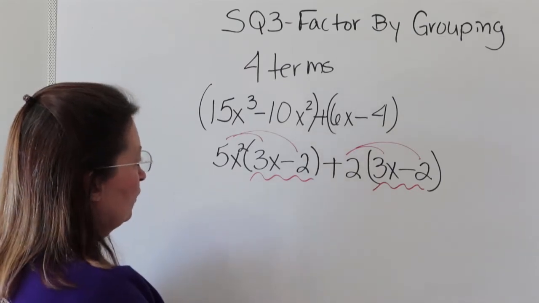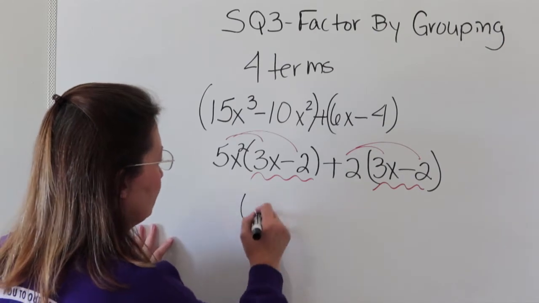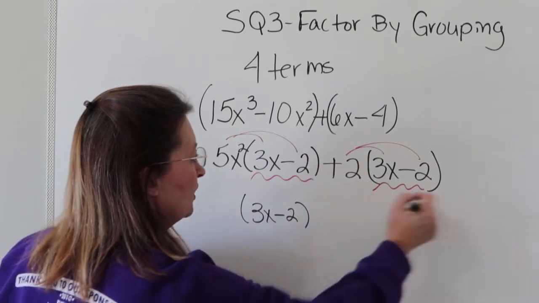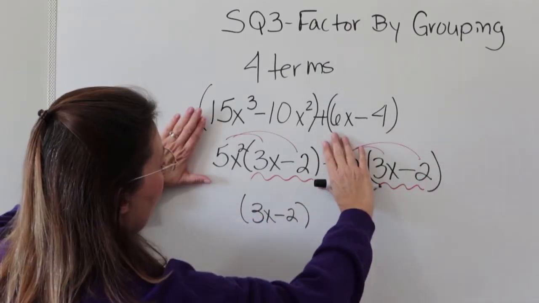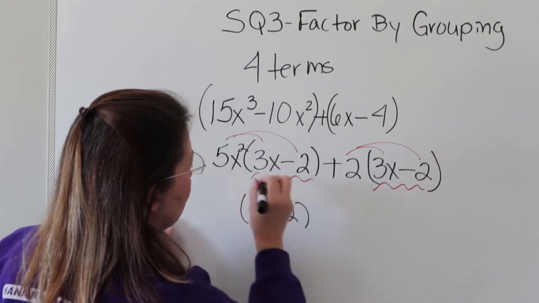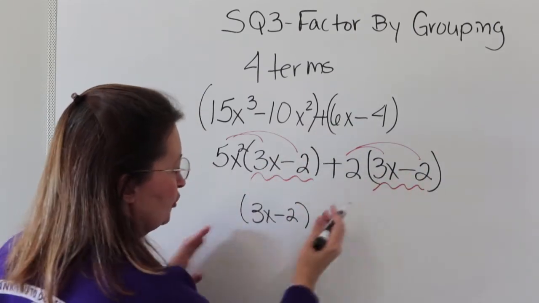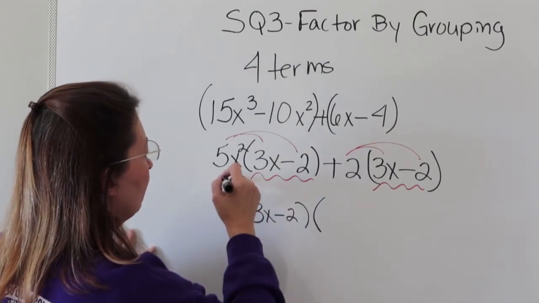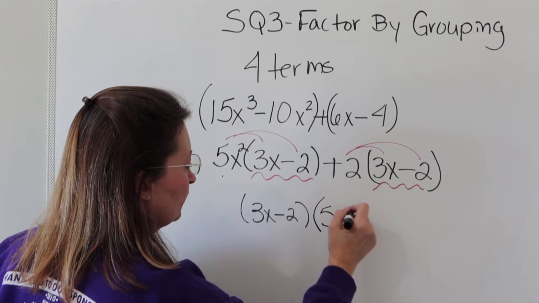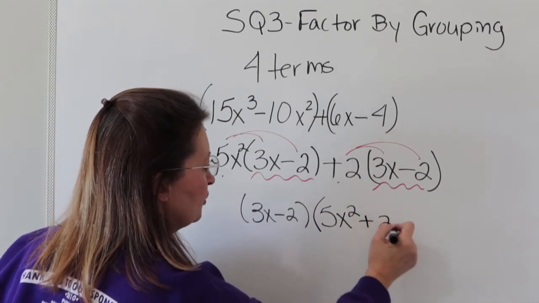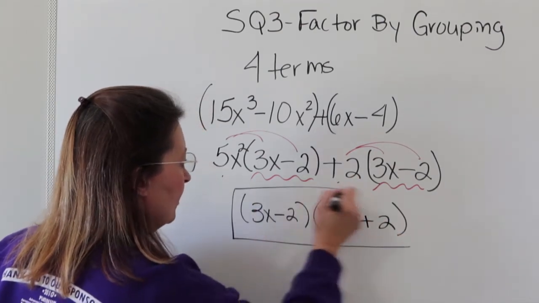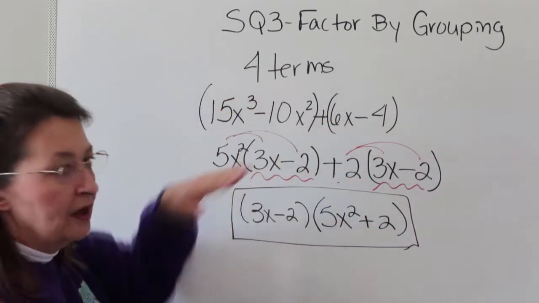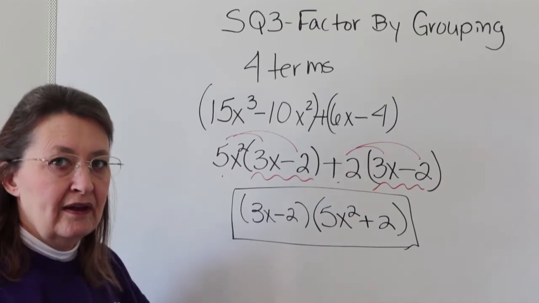The next thing you're going to do is take that set of parentheses. That's going to be your greatest common factor between these 2 whole terms right here. This is a whole term and this is a whole term. So now this set of parentheses becomes your greatest common factor. Pull it out. Now what do you have left? Well, here I have 5x squared left. Here I have plus 2 left. This is factored form when you factor by grouping. And if you fold it, you would come up with this again. Okay? Let's do another one.